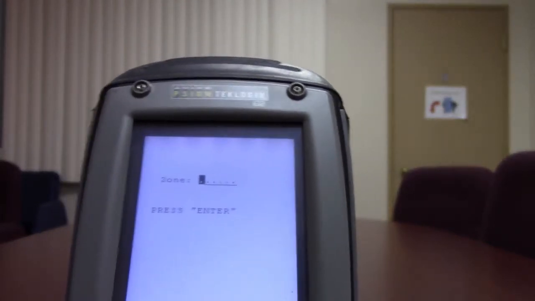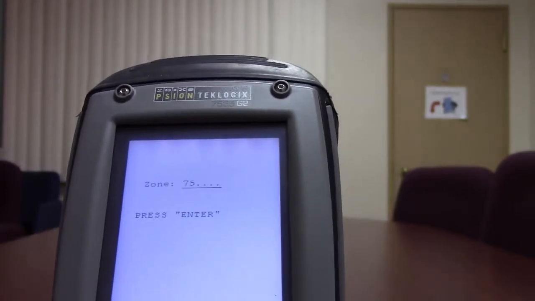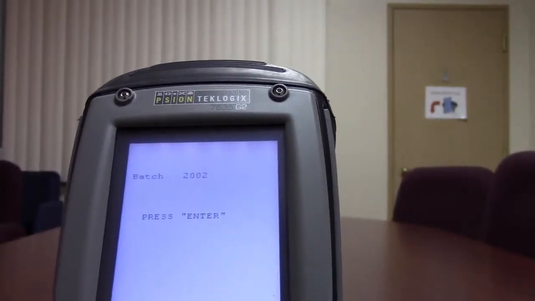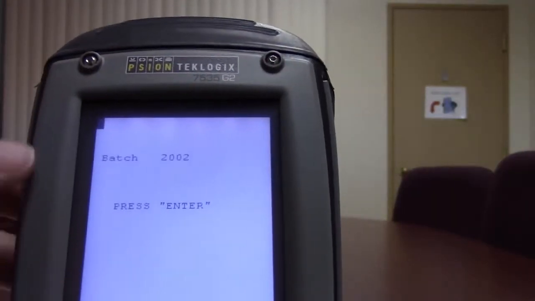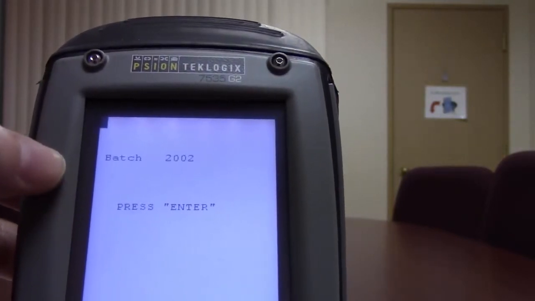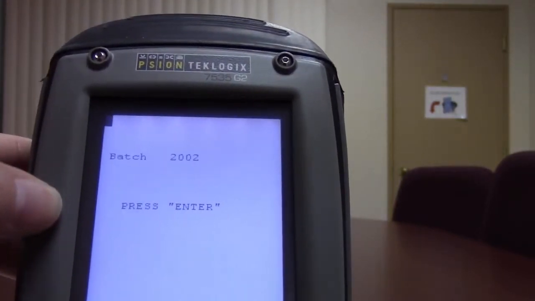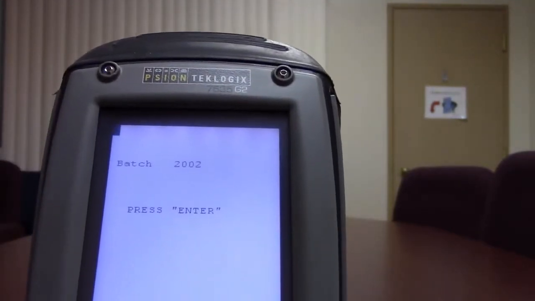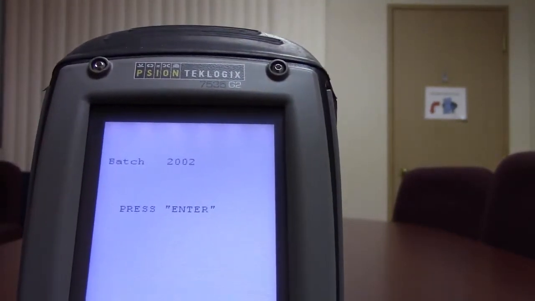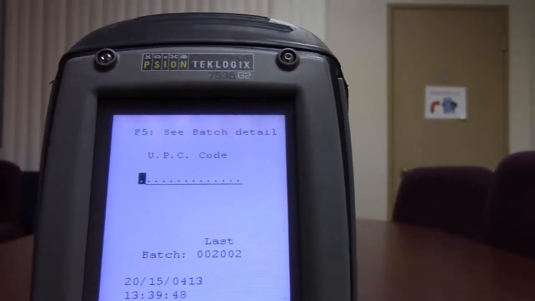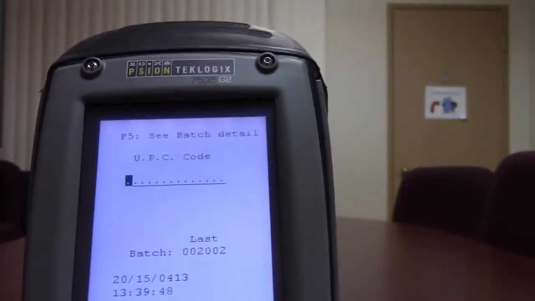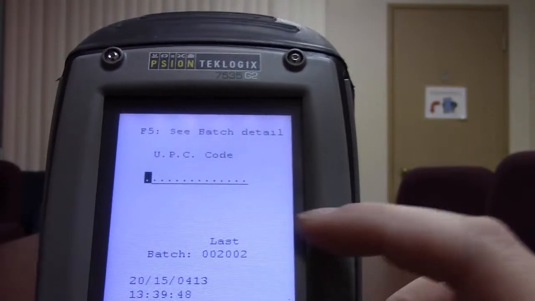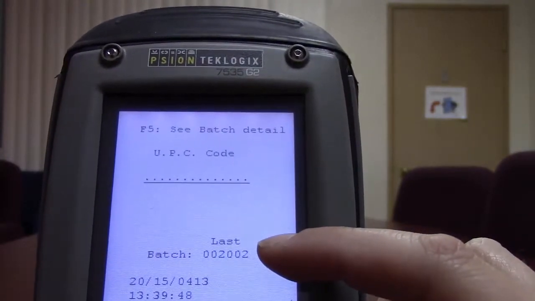You have to enter the zone where you are and press enter. You have to indicate the batch number in front of you so the picker can see where to put in the ticket. Then press enter. If you have pressed enter before taking note of the number, you just have to look here and you have the last batch number.